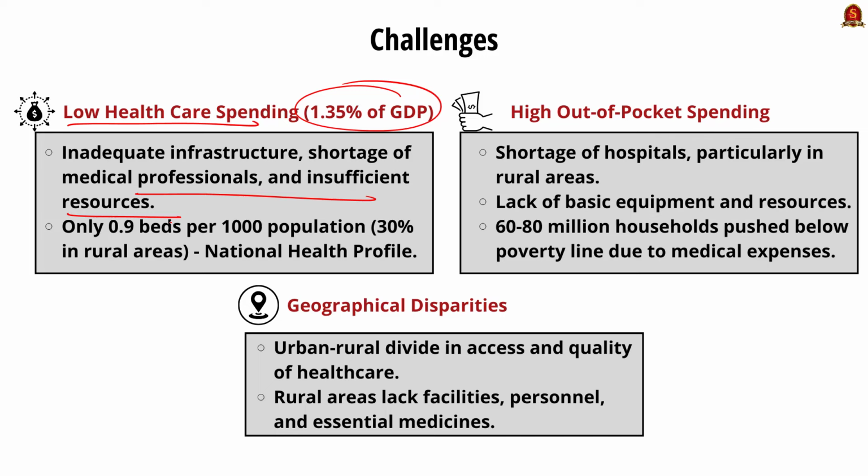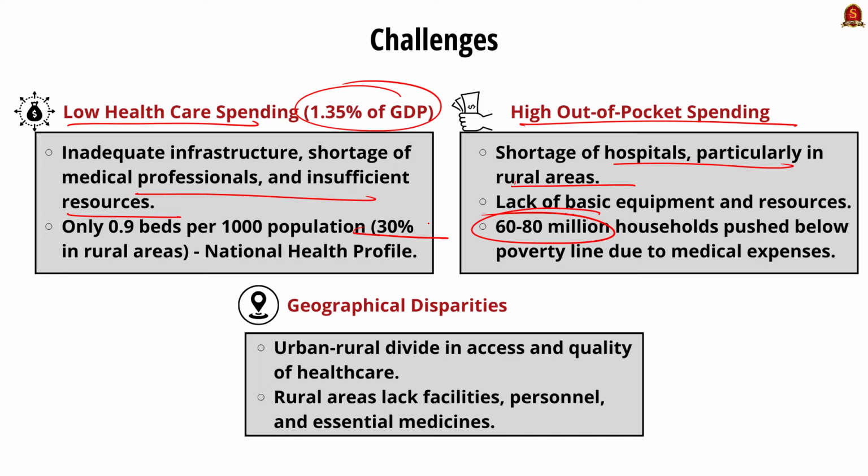According to the National Health Profile, India has only 0.9 beds per 1,000 population, and out of which only 30% are in rural areas. Secondly, high out-of-pocket spending. See, India has a shortage of hospitals, particularly in rural areas, and many existing healthcare facilities lack basic equipments and resources. An estimated 60 to 80 million households have fallen below poverty line due to medical expenses.